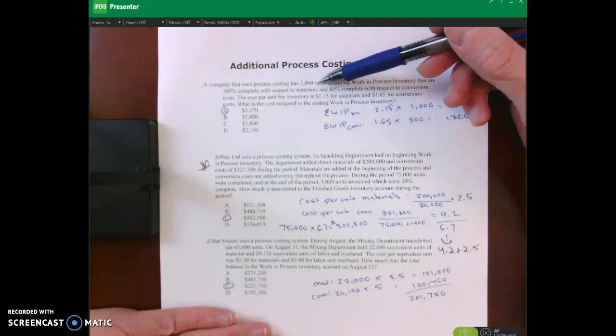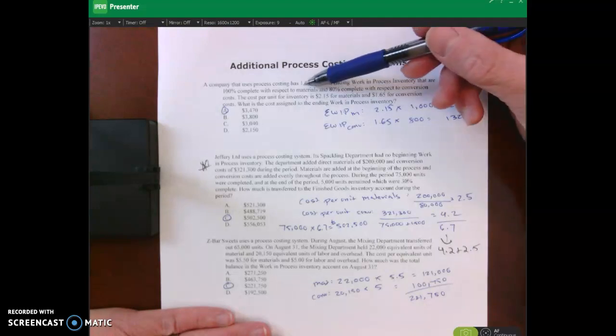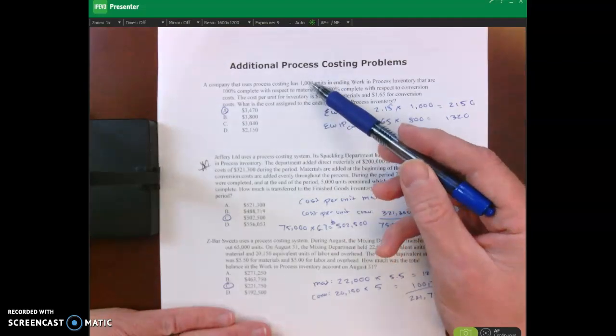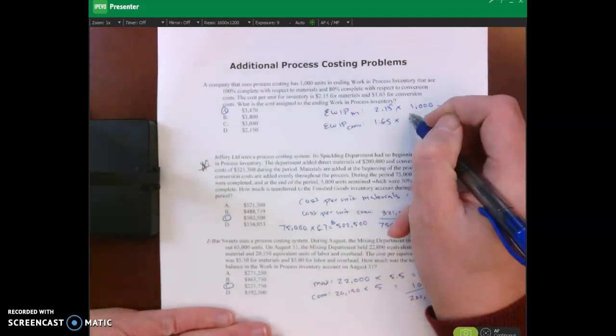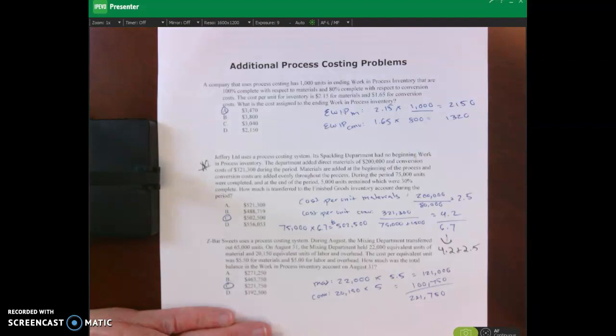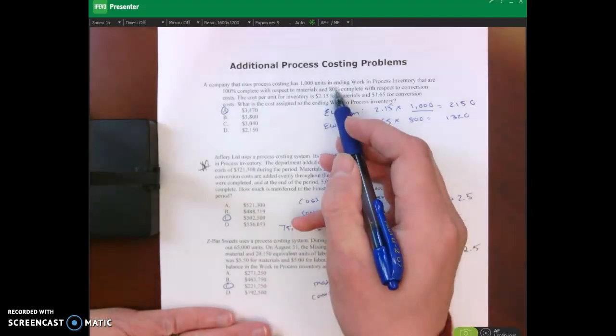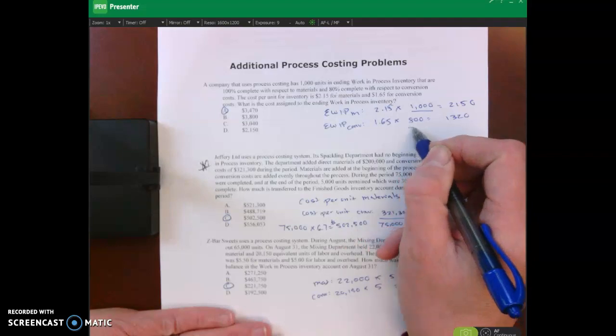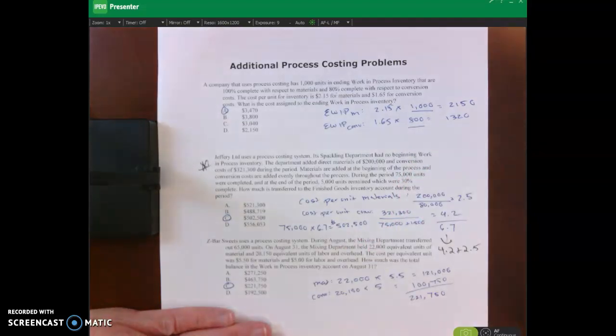So we have 1,000 units in ending WIP. They're 100% complete with respect to materials. So that means 1,000 times 1 gives us 1,000 equivalent full units in ending WIP with respect to materials. 80% complete with respect to conversion times the 1,000 gives us the 800, which is the equivalent full units in ending WIP with respect to conversion.